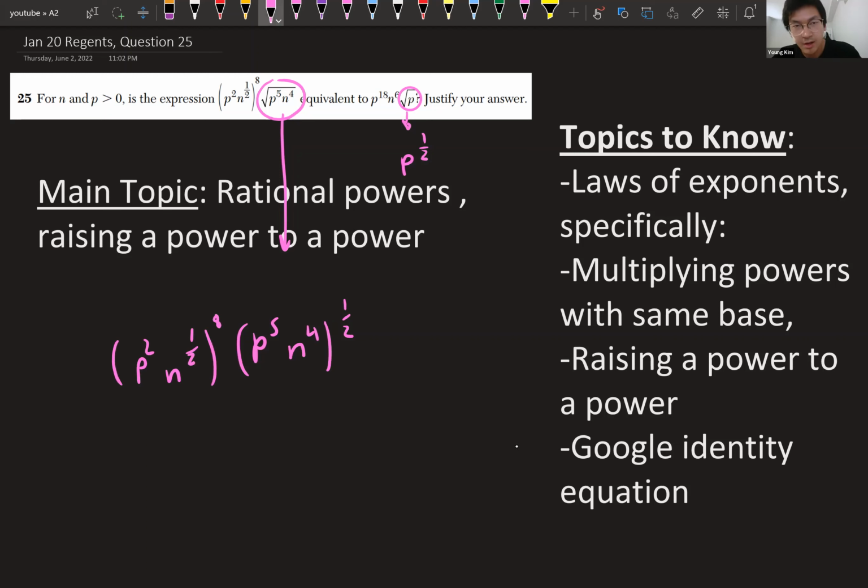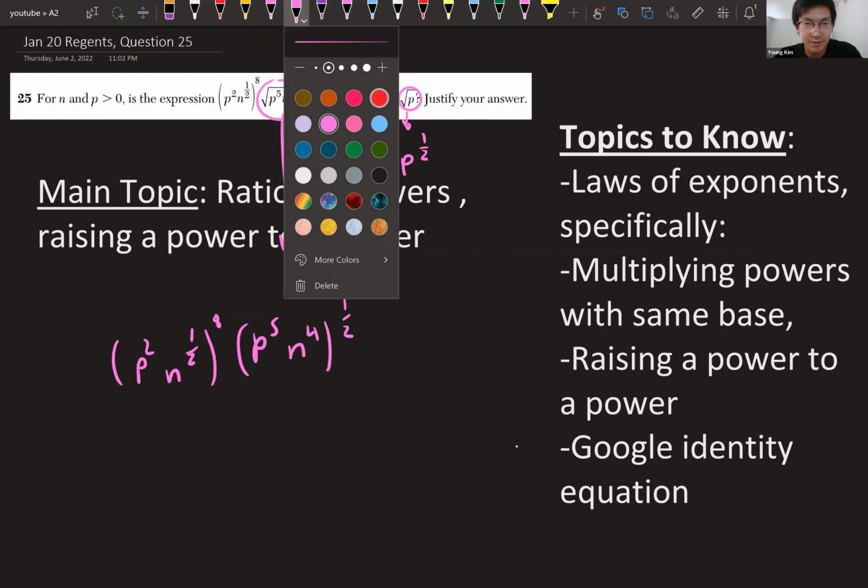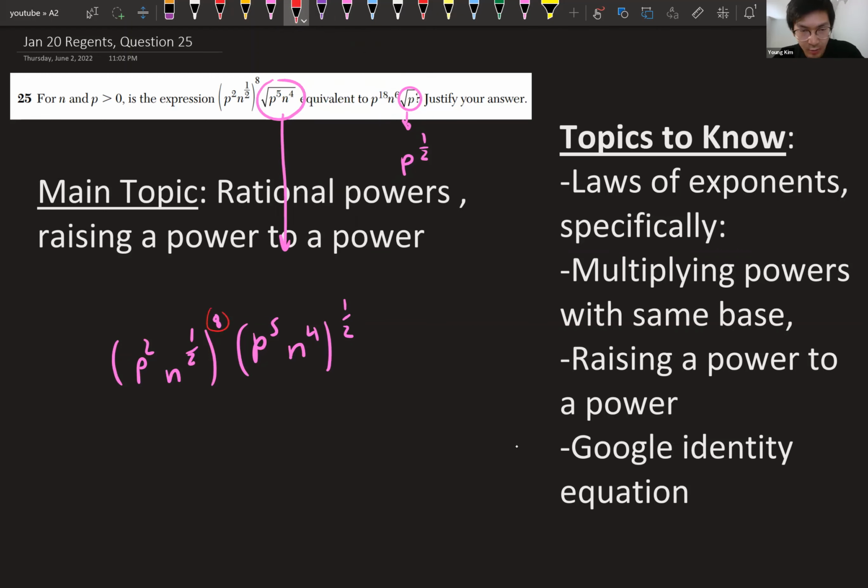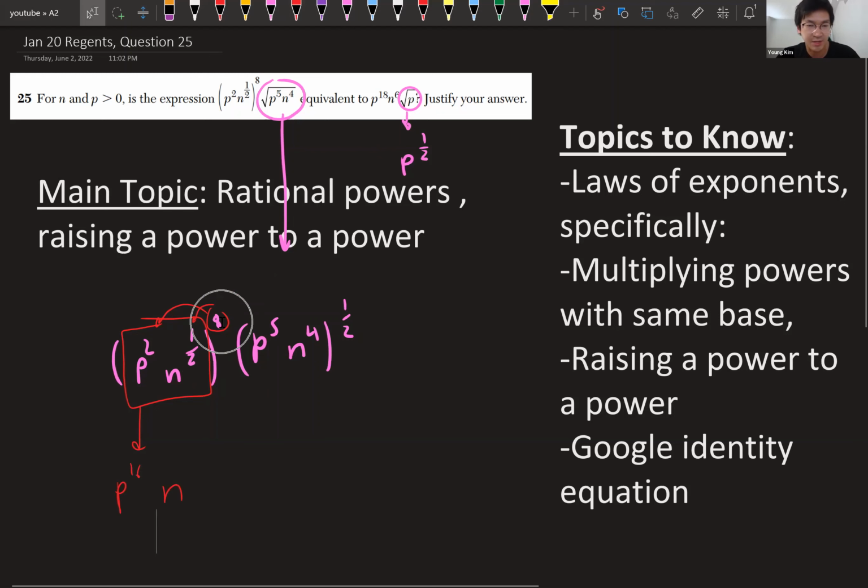But this power here, right? You have this is the base and this is the power. When you see this, you can just distribute the powers to each factor in the base. Okay, so here it's p squared, so you do 8 times 2, so this is going to be p to the 16, and then n raised to the half times 8, right? So half times 8, but that's just the same as saying 4.